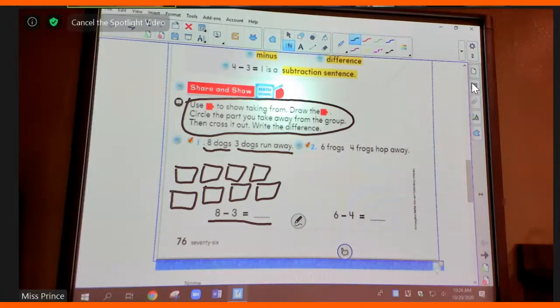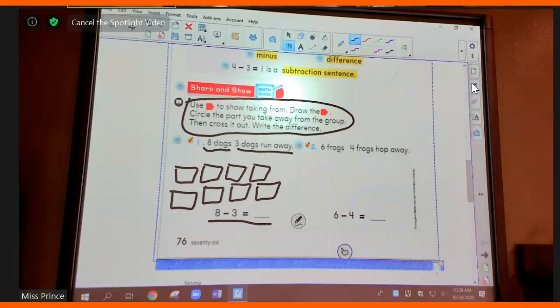I'm checking to make sure you're drawing. Xander, next time you need to ask, okay? You need to stay at your seat. Good job. I see 8 circles or squares. Xander, make sure you're on page 76. We're going to get started.